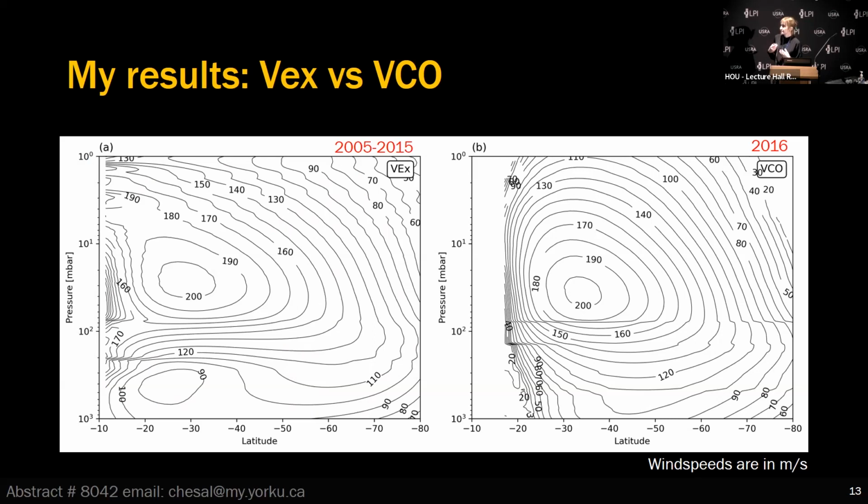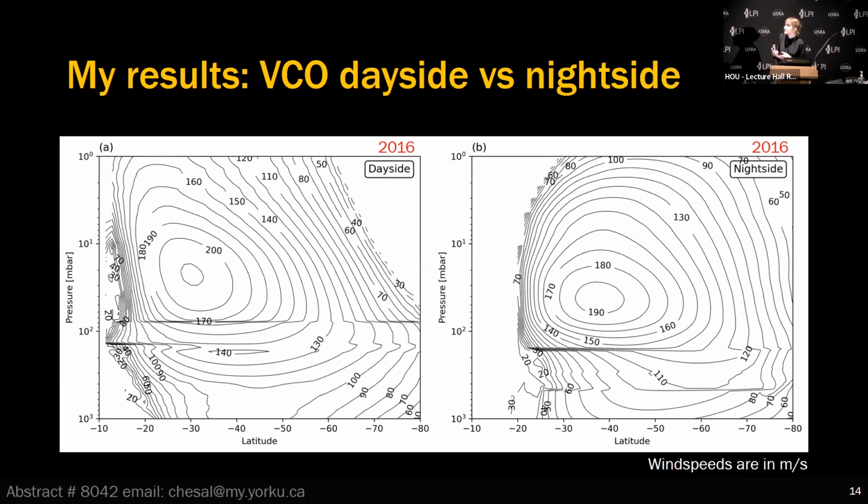So in my methods comparing VEX data to VCO data, we have the zonal jet here, which is approximately the same magnitude, around the same latitude, but it's in a slightly different position. So this is more towards the equator and this is shifted slightly poleward. And then comparing the day side to the night side, the zonal jet decreases in magnitude and it also shifts downwards and polewards on the night side.